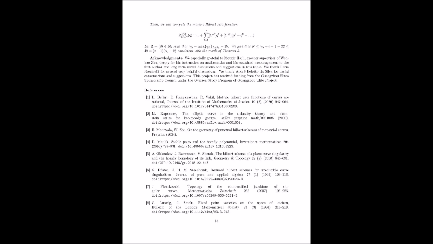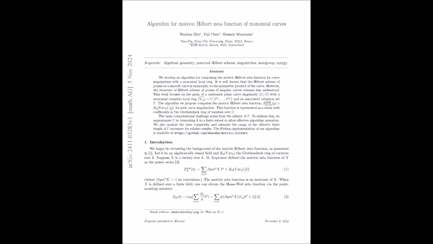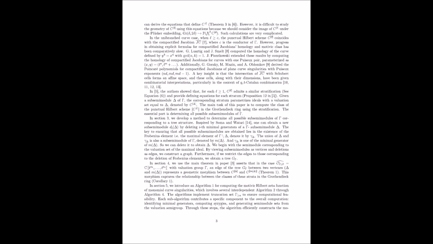The practical implementation. So what does this algorithm look like? The source material outlines a multi-step algorithm that takes as input the valuation semigroup of the singularity and its conductor. And the output is the Motivic Hilbert Zeta function. Exactly. Now, the algorithm itself is a bit too technical to delve into here, but the core idea is to use the tree structure and the formula we discussed to systematically compute the classes of the strata. It involves identifying minimal generators, computing syzygies, and applying that formula at each step. So it's like a recipe with a tree, the strata, the syzygies, and the formula as our ingredients, and the algorithm as our instructions for combining them to create the Motivic Hilbert Zeta function. That's a great way to think about it.